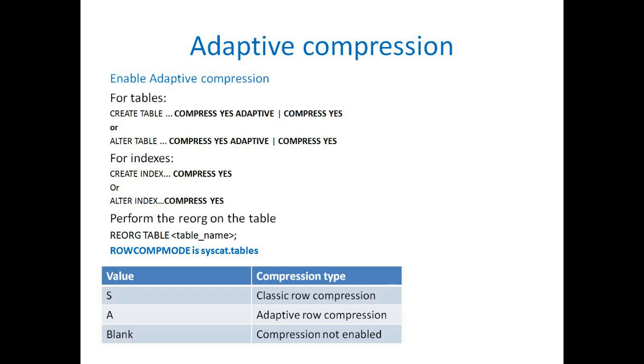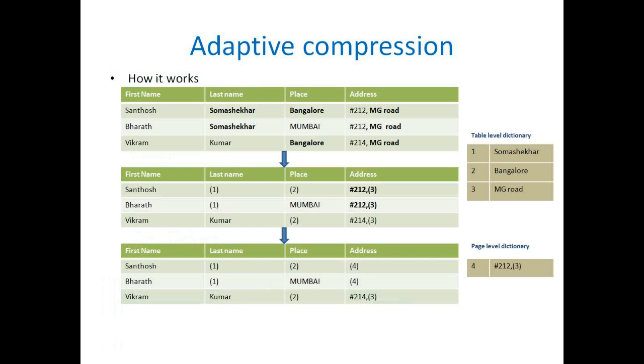So its values are S, A, blank. It's very clear: S for classic and A for adaptive, and if it is not enabled, it will be blank. And I'll be explaining how it actually works. So assume that a table has 3 rows, and all these 3 rows are stored in a single page. The first section explains the classic row compression feature.